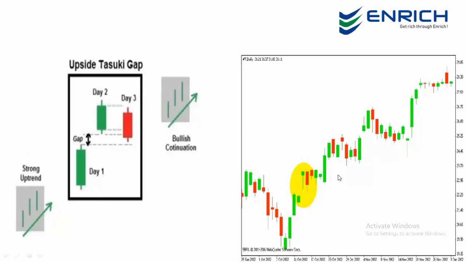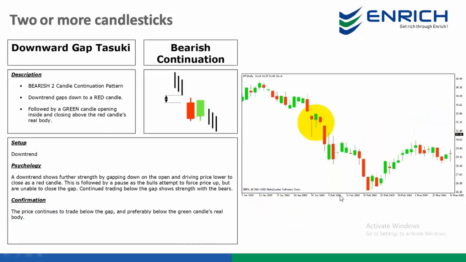So what we see here is that the red candlestick, the bearish one that forms the upside Tasuki gap, acts as a period of minor consolidation before the bulls continue to send the prices higher. That's what you need to remember. Okay, let's move on. Downward gap Tasuki.